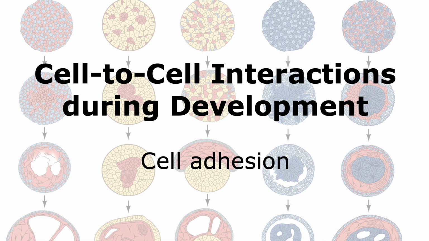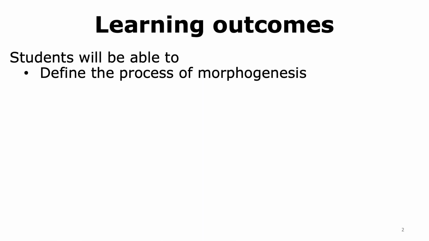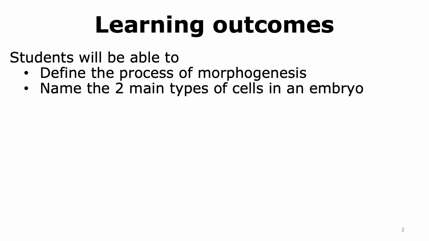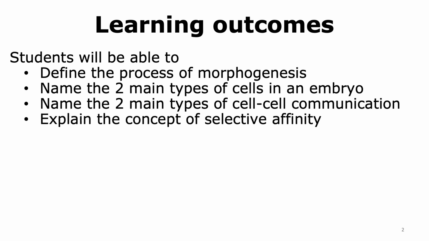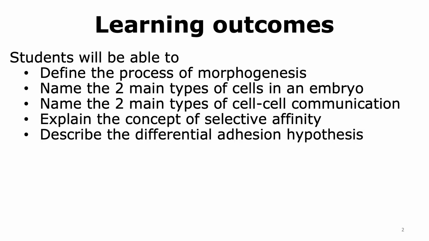Welcome to the cell-cell communication during development module. In this talk, we're going to learn about cell adhesion. We will begin with learning about morphogenesis and the main types of cells that are found in developing embryos. We will also learn about the main types of cell-cell communication, followed by the concept of selective affinity. We will then learn about the differential adhesion hypothesis.